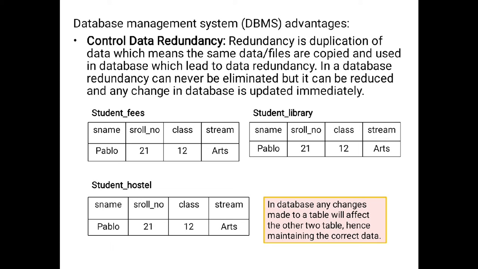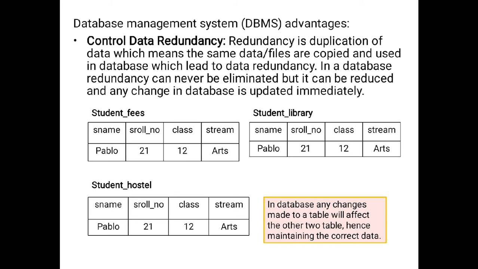So in a database, redundancy can never be eliminated, because redundancy must exist. If there is no data redundancy, there is no database. But it can be reduced, and any changes in the database are updated immediately, since the DBMS or database is dynamic. Any changes made in the database will be updated immediately.